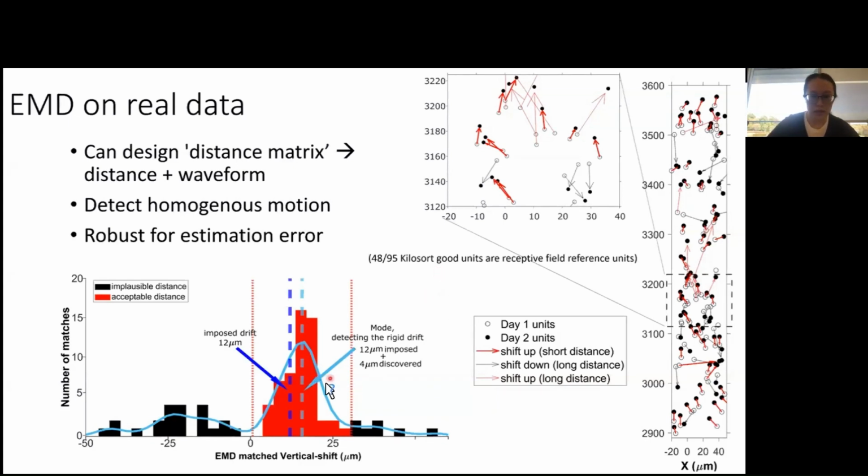If we look at the histograms, the peak of this distribution lies at 16 microns, as indicated by the light blue dashed line over here. This is a combination of the 12 micron imposed drift and 4 micron measured drift in the original data set. So far, all the examples above show how EMD can detect homogeneous motions of units and is robust to estimation errors.